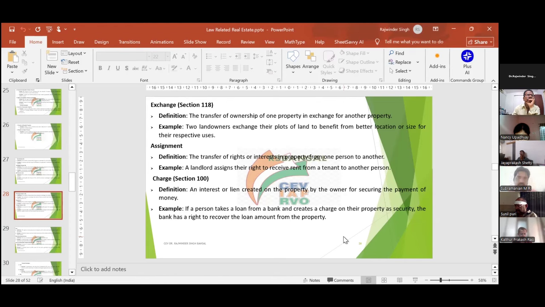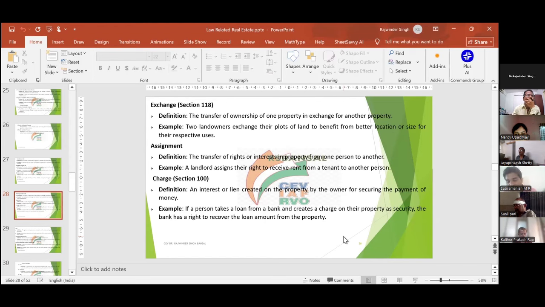Then assignment. So what does this assignment mean? The transfer of rights of interest in property from one person to another person. So for example, a landlord assigned their right to receive rent from a tenant to another person. So that is assignment. So see the difference.